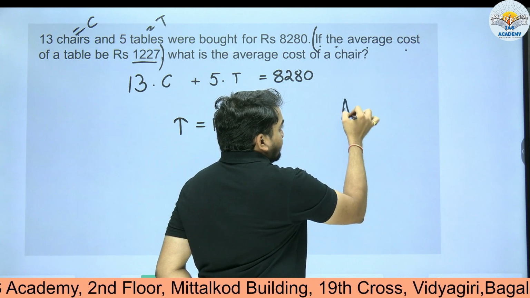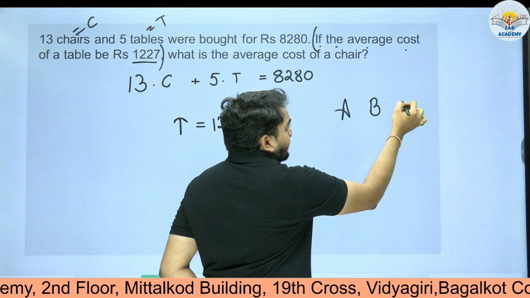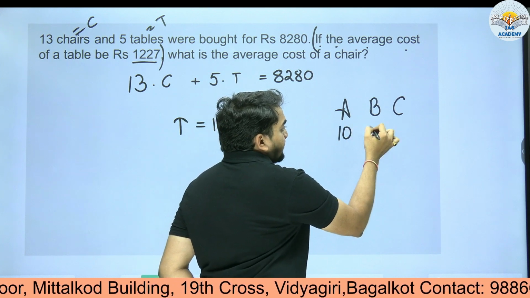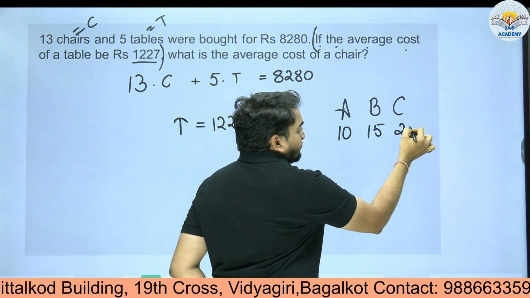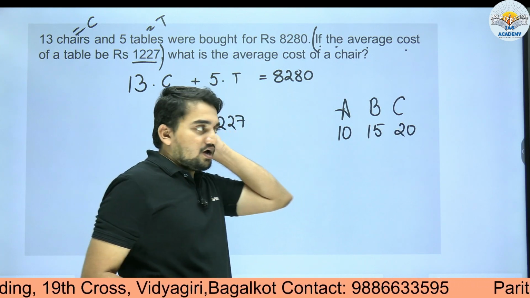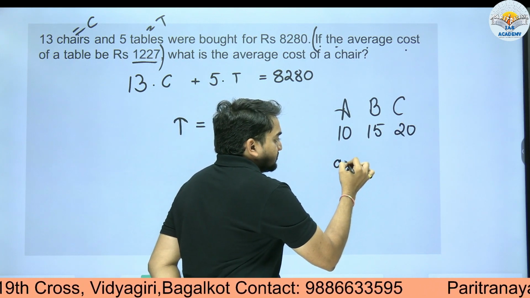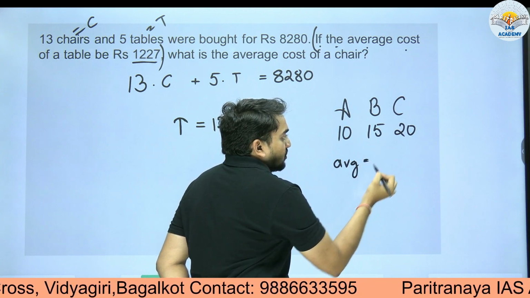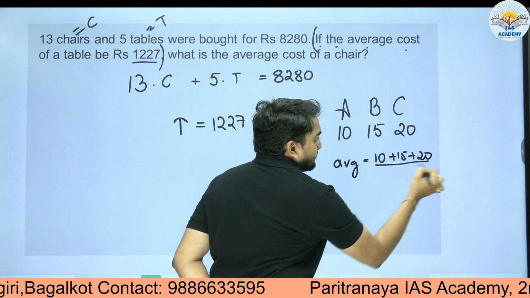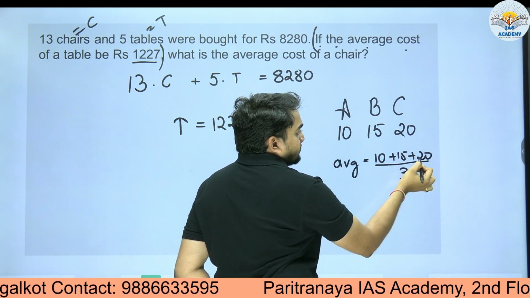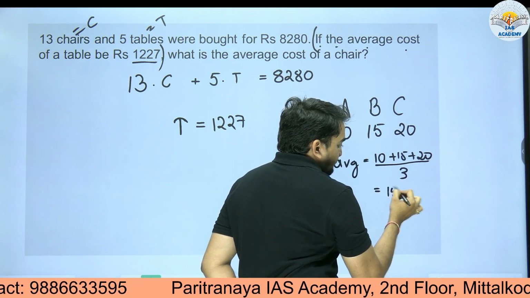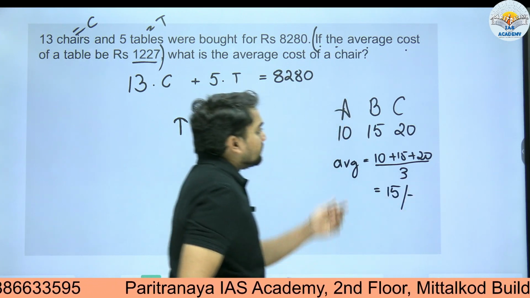We have A, B and C. We have 3 people, and they have rupees 10, 15 and 20 in their pockets. So what is the average of the total amount? Average is 10 plus 15 plus 20 divided by 3. That is 45 divided by 3, so that means 15. 15 is the average of all these things.